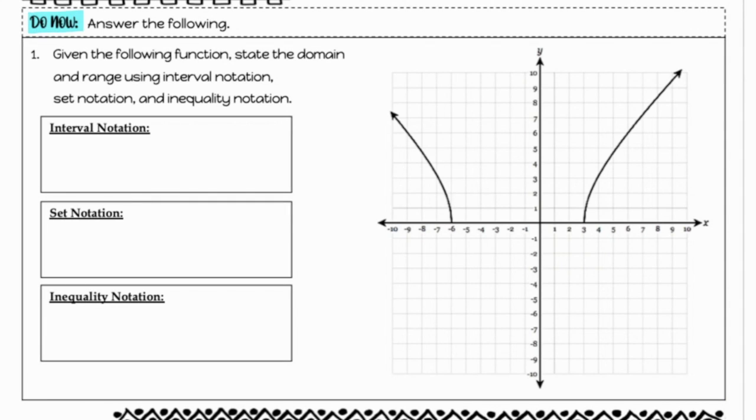In today's do now, we have been given a graph, a function, and we want to state the domain and range using interval notation, set notation, and inequality notation. So this is taking us back to the first lesson we went through. I am going to make you pause this video, try these notations out, and let's see if we have the same exact answer.